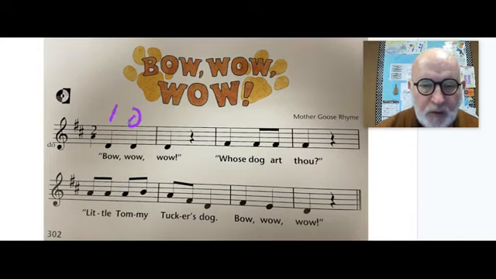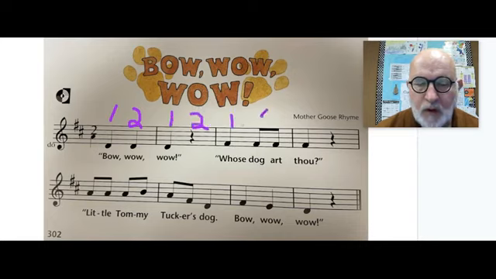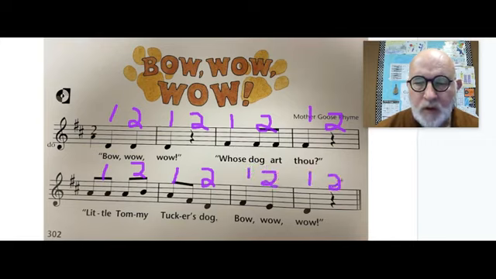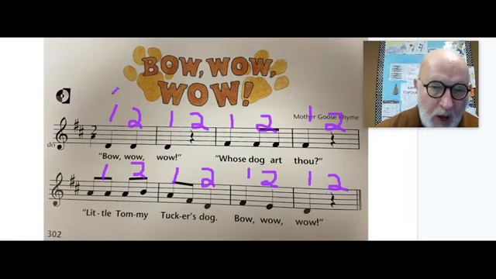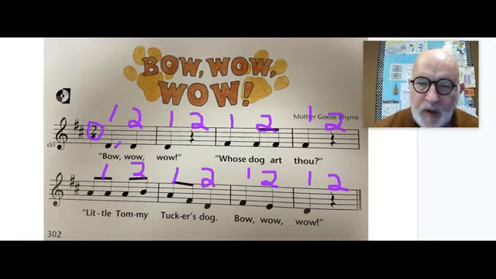One, two, one, two, one, two, one, two, one, two, one, two, one, two, one, two. So each measure has two beats in it. Why? Because in the time signature, the two is at the top. And what note gets the beat? The quarter note, because the quarter note's at the bottom of the meter or time signature.